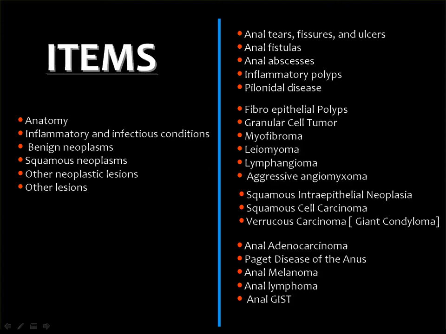We want to talk about the anatomy of the anal canal, and to discuss some of the inflammatory and infectious conditions like the anal fissure, the anal fistula, the anal abscesses, polyps, and pilonidal disease. Then we will discuss some of the benign lesions occurring in the vicinity of the anal canal, like the fibroepithelial polyps, the granular cell tumor, the myxofibroma, the leiomyoma, the lymphangioma, and also the neurofibroma.